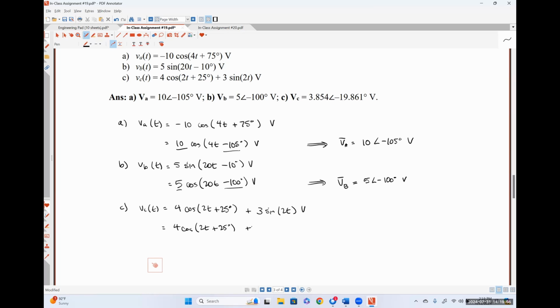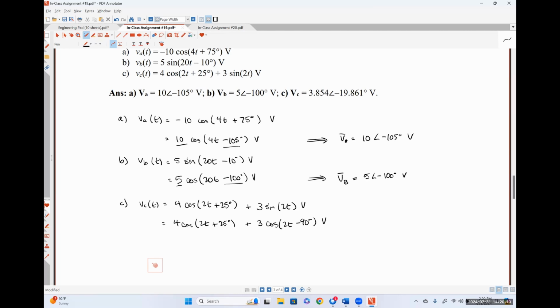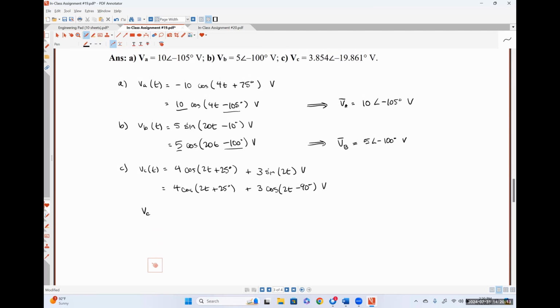Since we're just converting from sine to cosine, I'm going to do the exact same thing we just did. I'm just going to subtract 90 degrees from our phase angle. So that's going to look like 3 cosine 2t minus 90 degrees volts. And then from here, our phasor voltage VC would just be 4 angle 25 degrees volts plus 3 angle negative 90 degrees volts. And we can just add these two complex numbers together to get a single phasor that represents this signal.